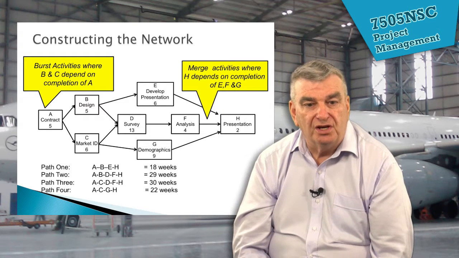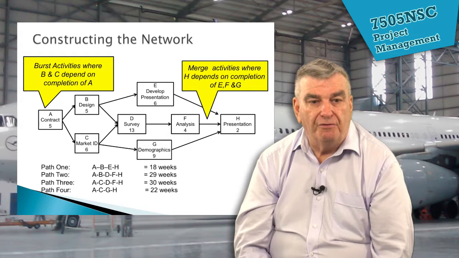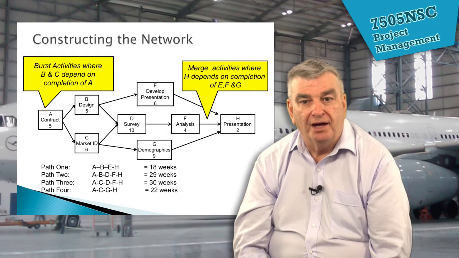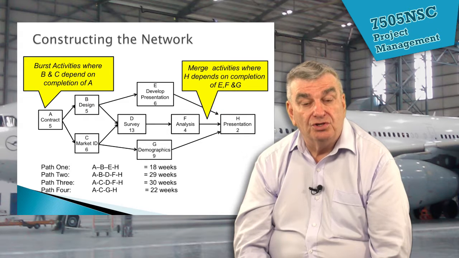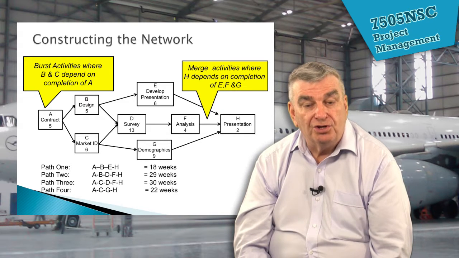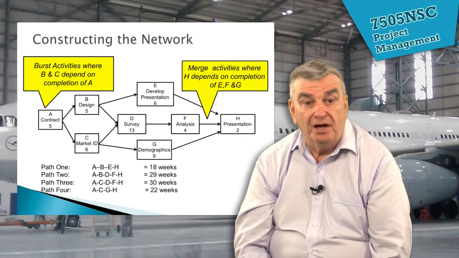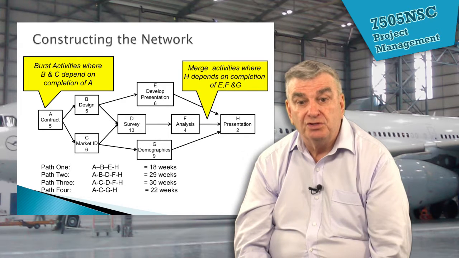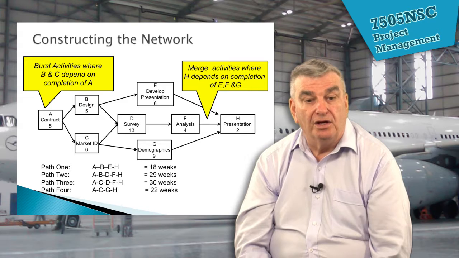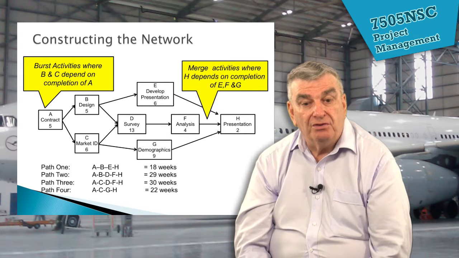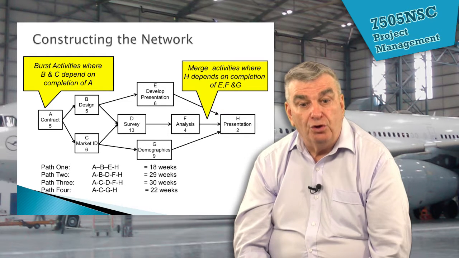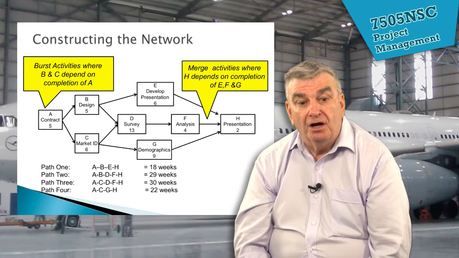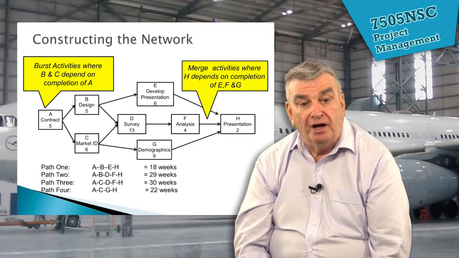And of course we can see that there are a whole range of different paths we can get going from A up to H. We can get ABEH up to ACGH. And if we add up those times, for example, ABEH is 5 plus 5 plus 6 plus 2 is 18 weeks. And as we go down, we can see each path is worth 29 weeks for path 2, 30 weeks for path 3, and 22 weeks for path 4.